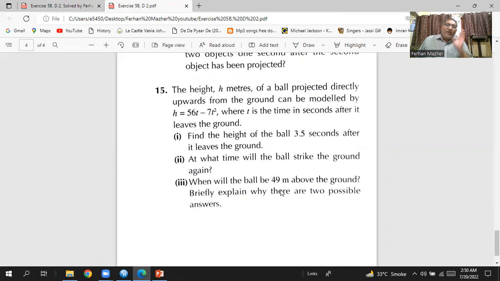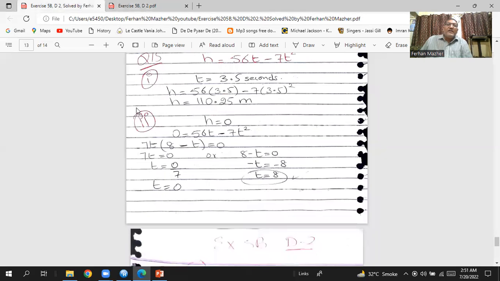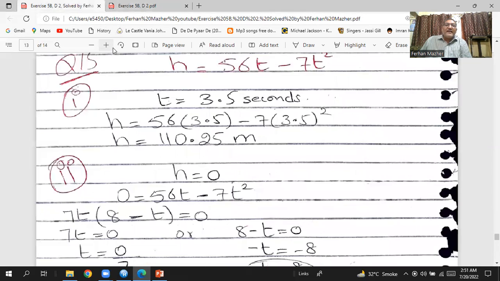When will the ball be 49 meters above the ground? So make h equal to 49 and then solve it and find the value of t. Briefly explain why there are two possible answers, because once it will be at a height of 49 when it's going upward, and then again when it's coming downward, it will come to the height of 49. Okay, so let me increase the size.